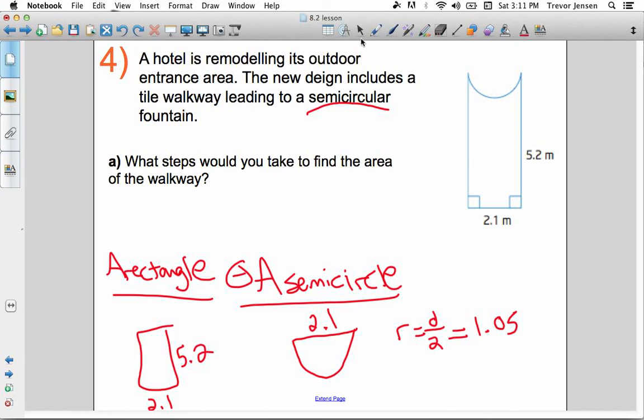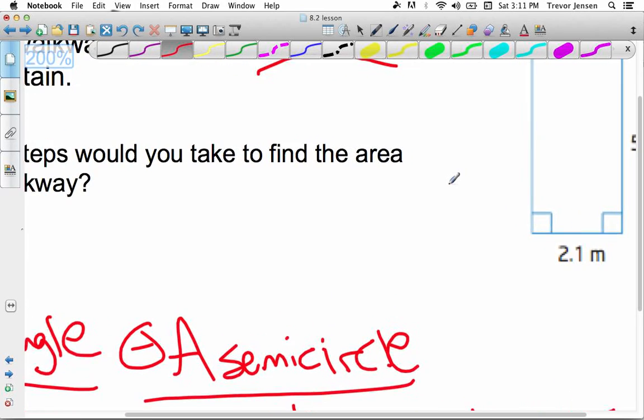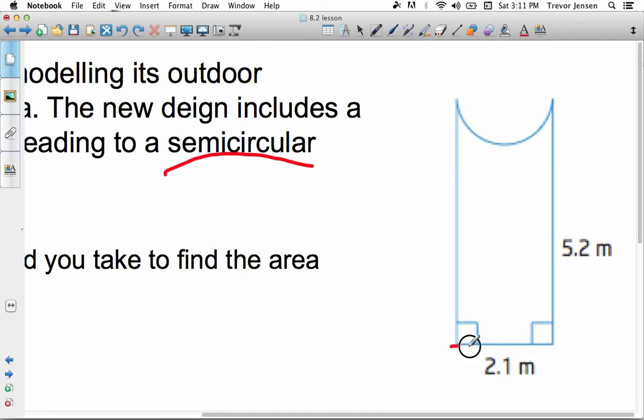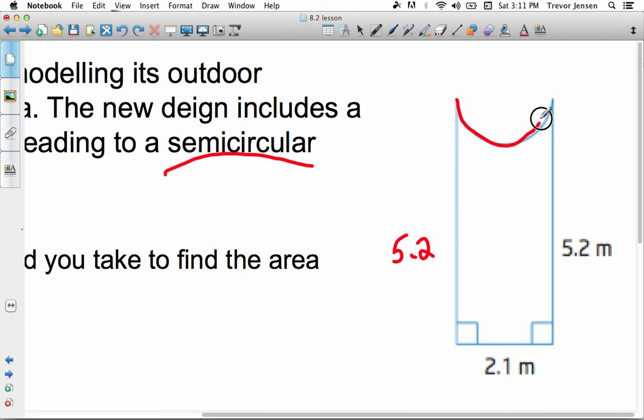If I want to find the perimeter of this walkway, I've got most of what I need. Remember, perimeter is the length of all the outside sides added together. Well, I've got this side, it's 2.1. This one is 5.2. That means this one is also 5.2. So the only side I don't know the length of is the curved side. I don't know the length of this. But remember, that's a semicircle.